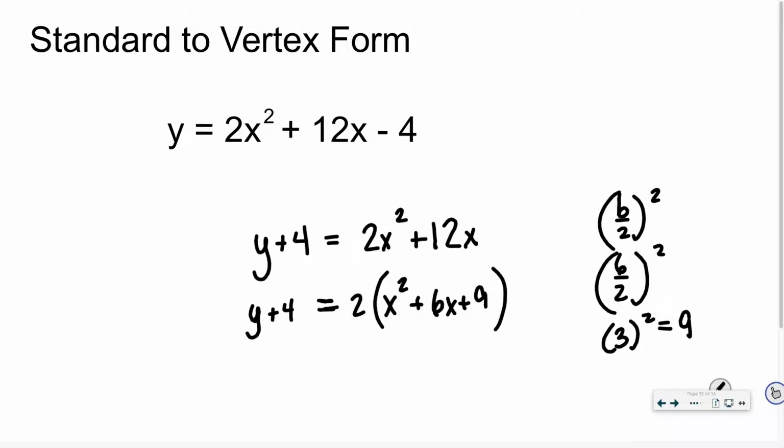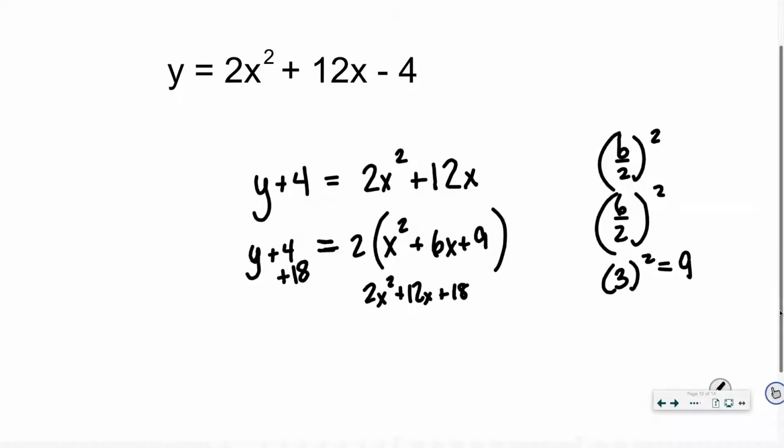Okay, so I'm not just adding a 9. Yes, I'm adding a 9. But the problem is, what's the value of what I just put in? It's actually 18 because this entire side, if I distributed the 2, is 2x squared plus 12x plus 18. So even though I added 9, I have to add 18 over here. And that will look like this.